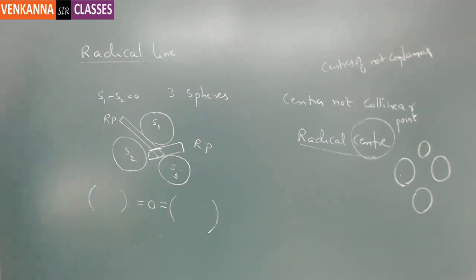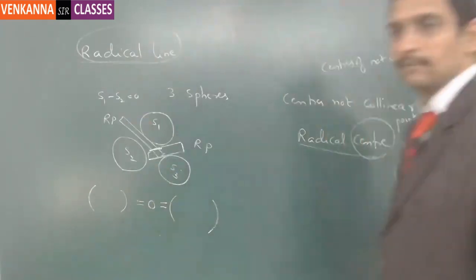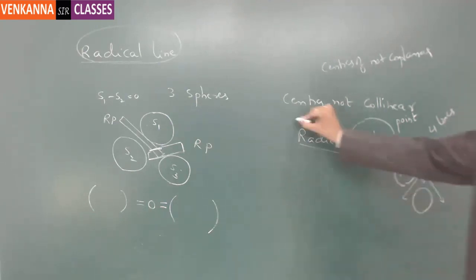Now, as we know, to calculate the radical line, we require three spheres. If you take the first three spheres as a set, you will get a line here. Similarly, if you take these three as a set, you will get another line, and if you take these three, another line. Like this, you will get four radical lines. All the four lines will meet at one point. In other words, the lines are concurrent at one point. That point we call the radical center.